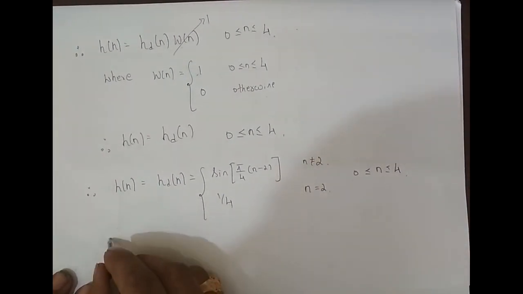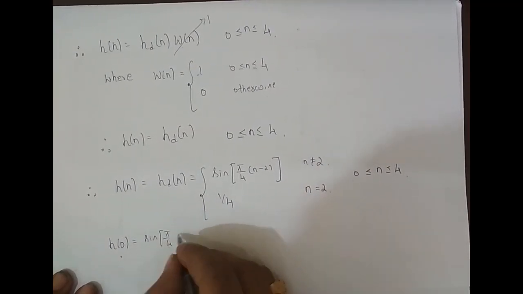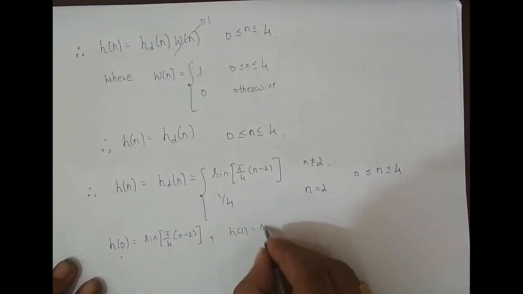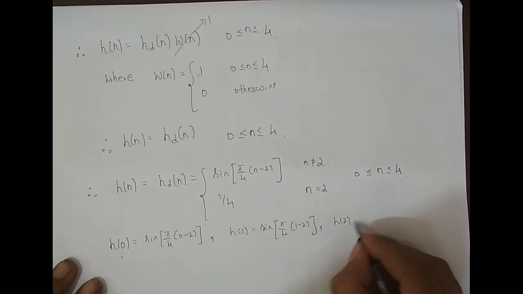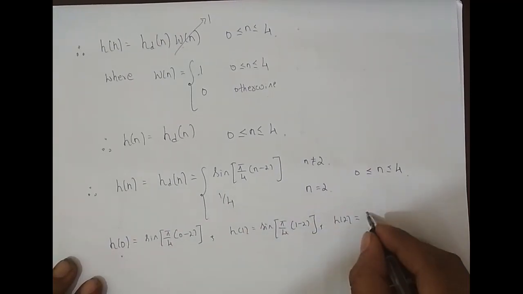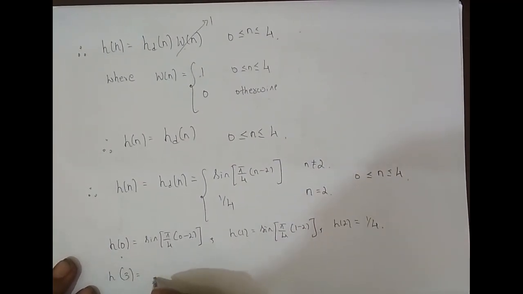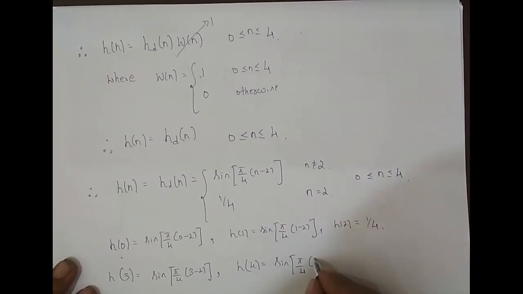So h of 0 is equal to sine of pi by 4 into 0 minus 2, comma, h of 1 is equal to sine of pi by 4 into 1 minus 2, comma, h of 2 is what? For n equal to 2, I cannot use this equation. For n equal to 2 it is 1 by 4, right? So h of 3 is equal to sine of pi by 4 into 3 minus 2, comma, h of 4 is equal to sine of pi by 4 into 4 minus 2.